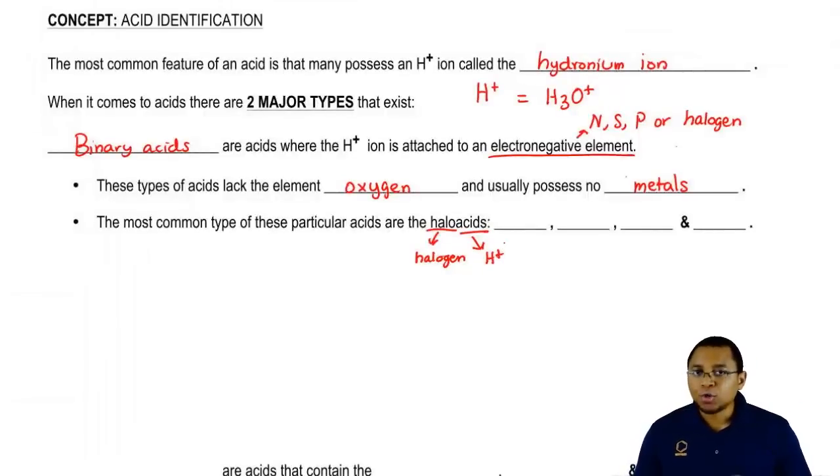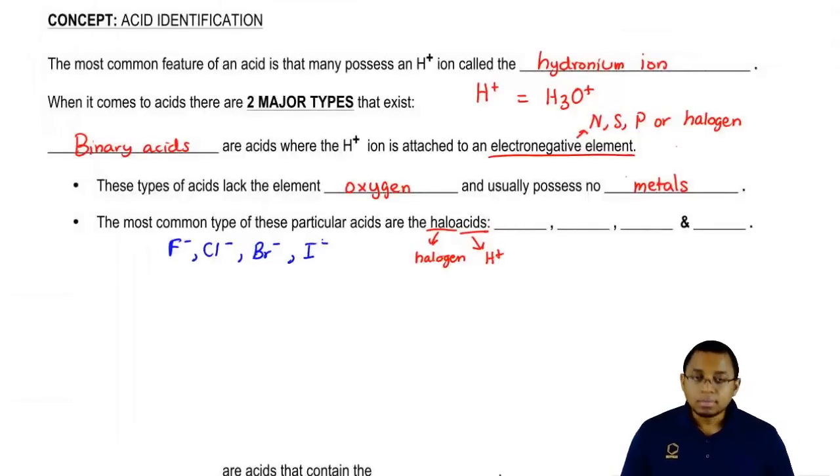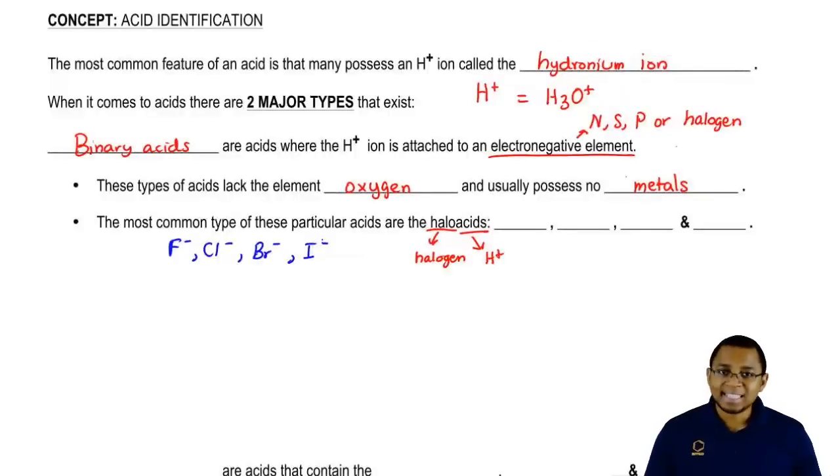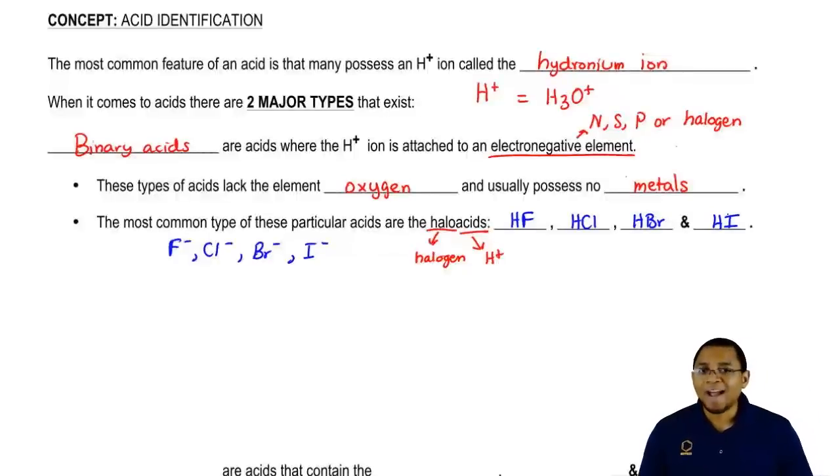So remember, the halogens are in group 7A. And if you're in group 7A, what's your charge? Hopefully you guys remember the charge distribution in the periodic table. So remember, if you're in group 7A, your charge is -1. So we have F-, Cl-, Br-, I-. So when we have a positive H+ connecting with one of these negative ions, our halo acids would be HF, HCl, HBr, HI. So these are your four halo acids, a hydrogen connected to a halogen.